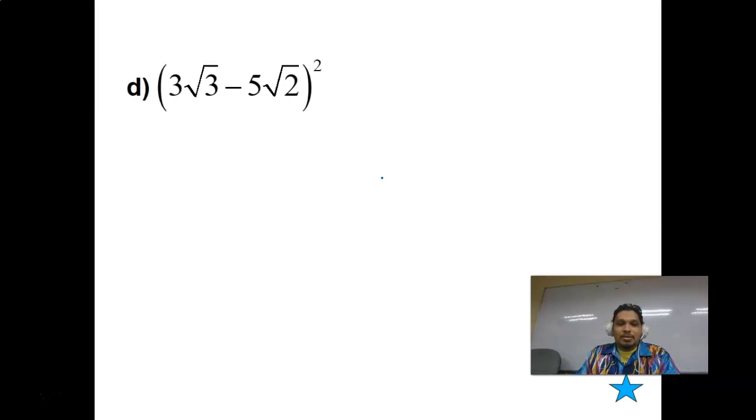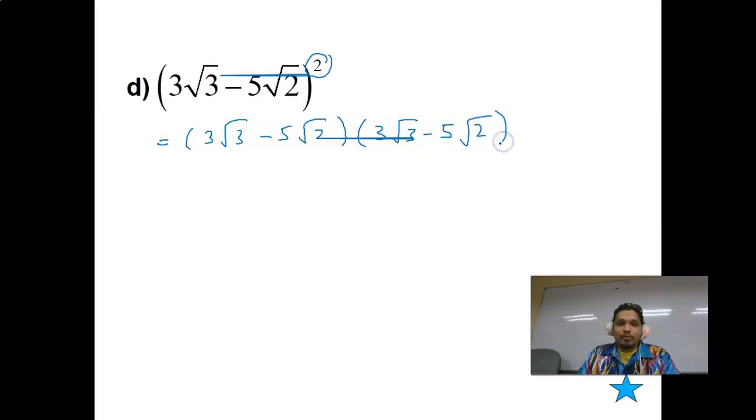Okay, so again, guys, girls, (3 square root of 3 minus 5 square root of 2) squared. Meaning of this square, which means that 3 square root of 3 minus 5 square root of 2 appears twice. So we have another 3 square root of 3 minus 5 square root of 2.